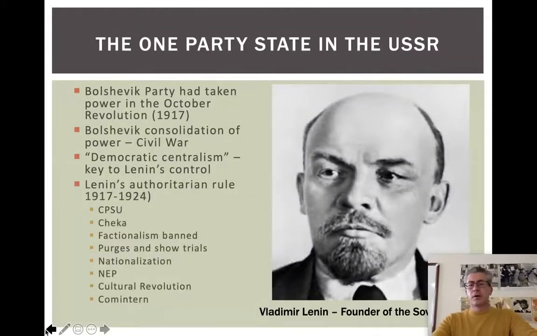Now, Lenin is going to work on establishing his authoritarian rule from about 1917 to 1924. And what embodies this authoritarian rule? Well, creation of the Communist Party, and so that will ensure the creation of a one-party state. The development of the Cheka, which is a secret police. Banning factionalism, which is a key element of democratic centralism, purges and showcase trials to get rid of political opponents, opposition groups, and anyone who might pose a threat to the Soviet Union.